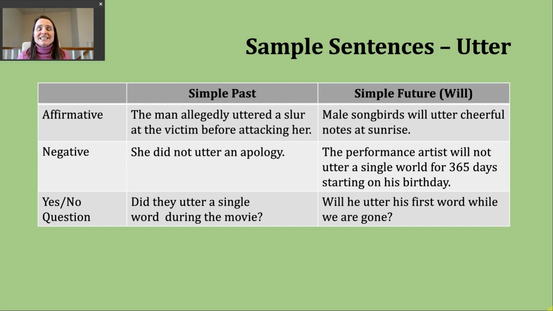We use this verb tense to describe an action that occurred at some known point in the past. And the nice thing about this particular verb is that our structure is going to be the same no matter what our subject is. So in the affirmative, we're going to use that ed form of our verb. Let's take a look at an example sentence. The man allegedly uttered a slur at the victim before attacking her.